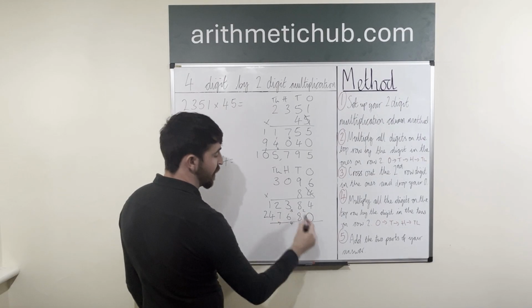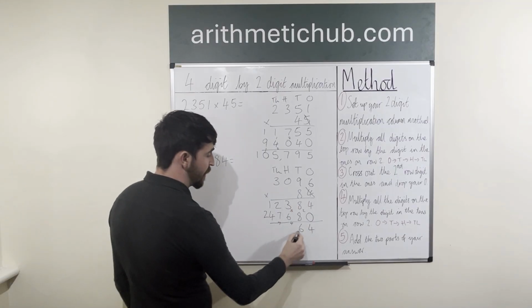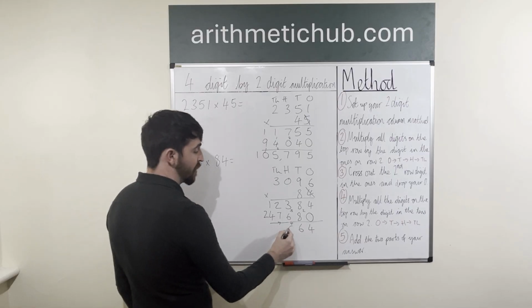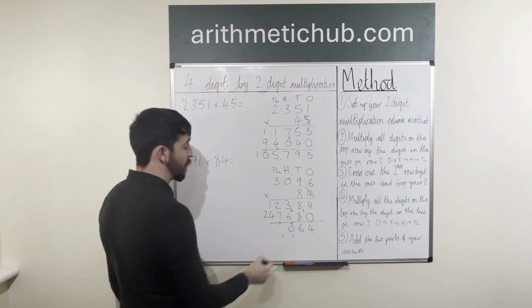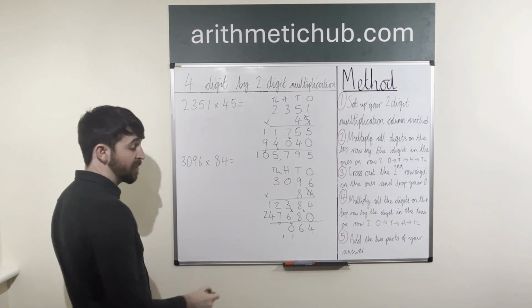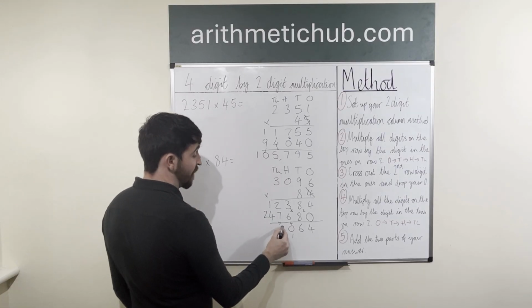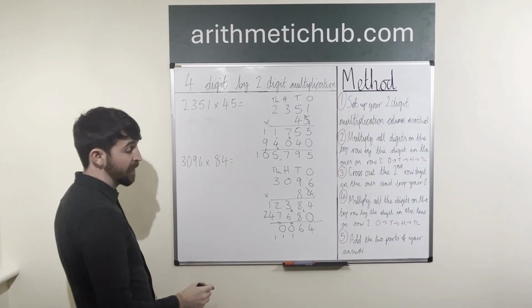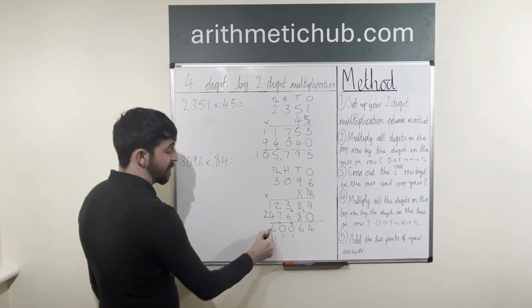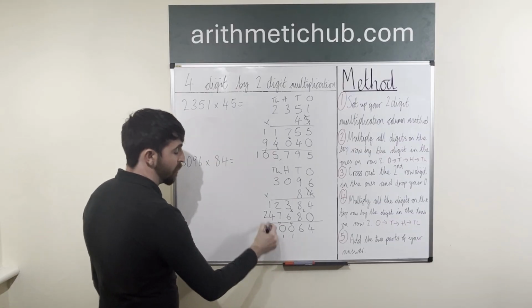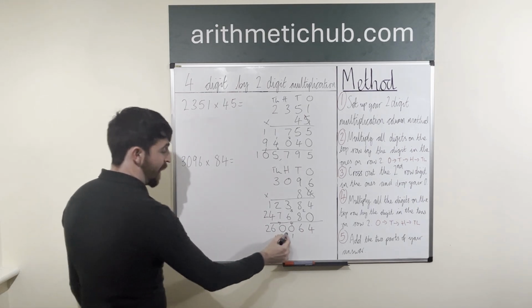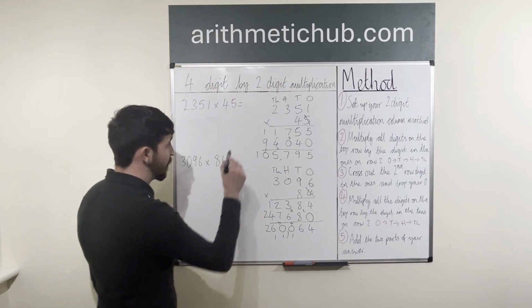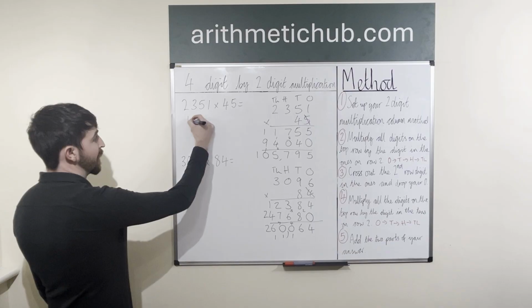Okay, and now we go to the final part of the method, add the 2 parts of your answer. 4 add 0 is going to give me 4, 8 add 8 is going to give me 16, 3 add 6 is going to give me 9, add the 1 is going to give me 10, 0 down, carry the 1. 7 add 2 is going to give me 9, add the 1 is going to give me 10, 0 down, carry the 1 again. 1 add 4 is going to give me 5, add the 1 is going to give me 6, and 2 add nothing is going to give me 2. So my answer is going to be 260,064.